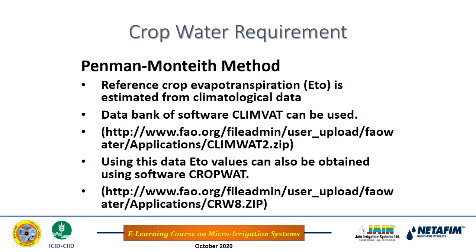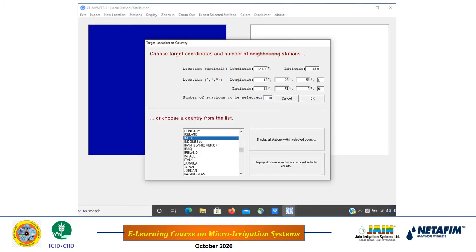Now the data bank of software ClimVet can be used for computing or obtaining the climatological data. So these are the open source softwares, ClimVet for CropVet and the CropVet. These are the softwares which can very well be used for working out the crop water requirement. Now if we have a look at these softwares, this is ClimVet.